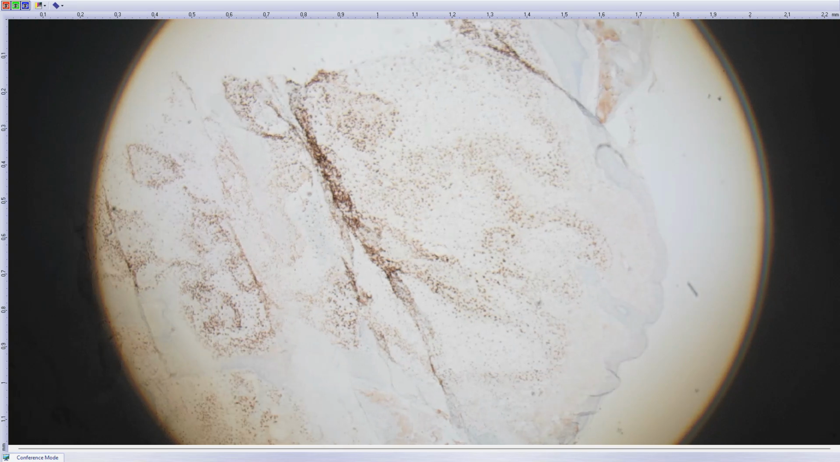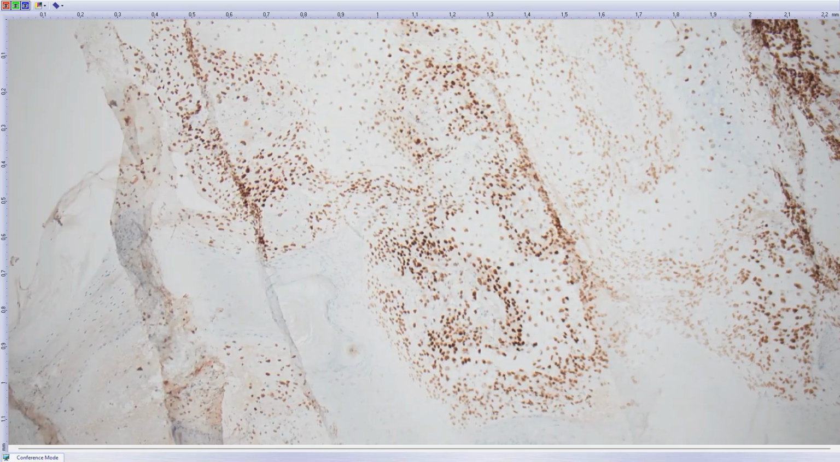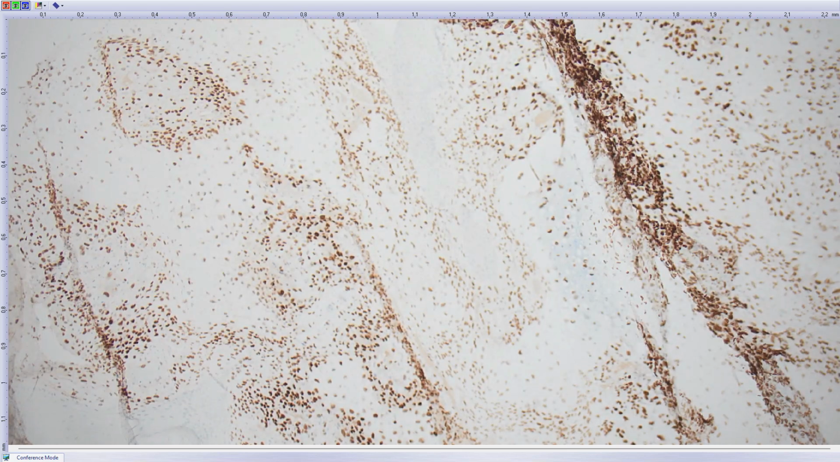And if you wish, it's not really necessary, but I've performed SATB2 staining. And stromal cells are positive for SATB2. So my diagnosis is chondroblastic osteosarcoma, probably post-radiation.